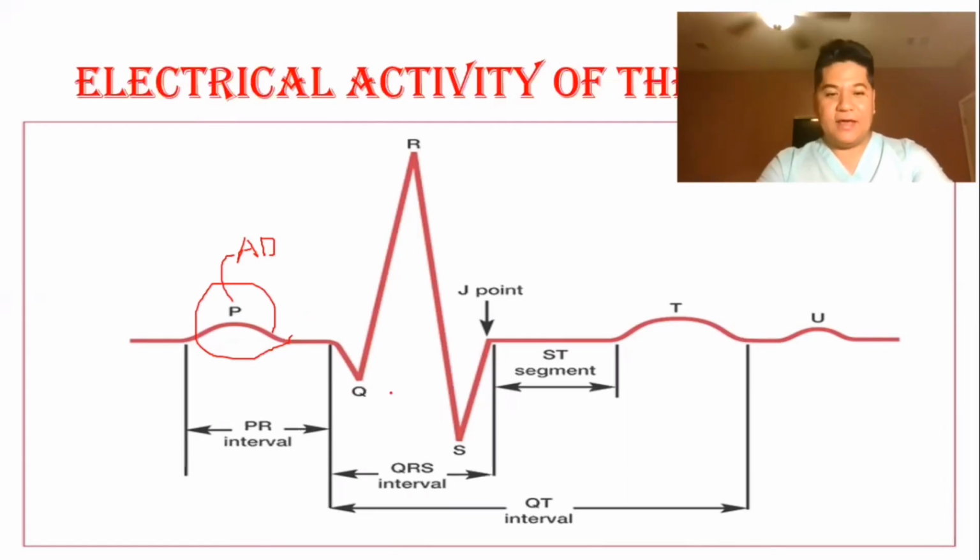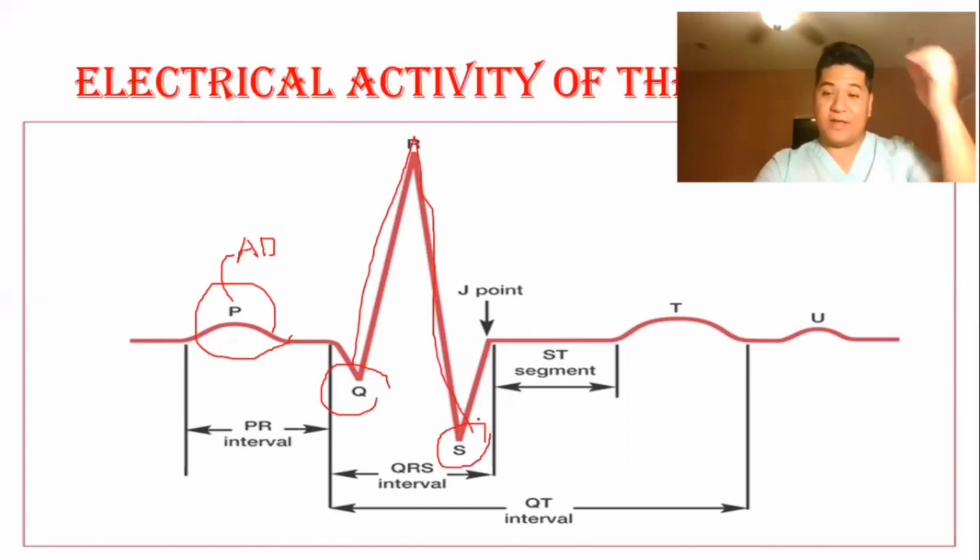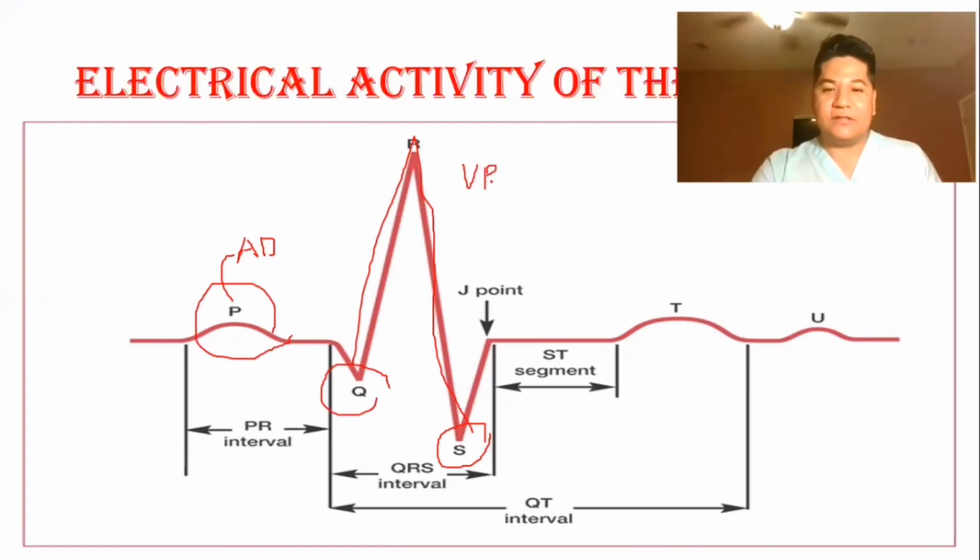Then we have the QRS, which represents your ventricular depolarization. So remember, the R represents depolarization, but of the ventricles.